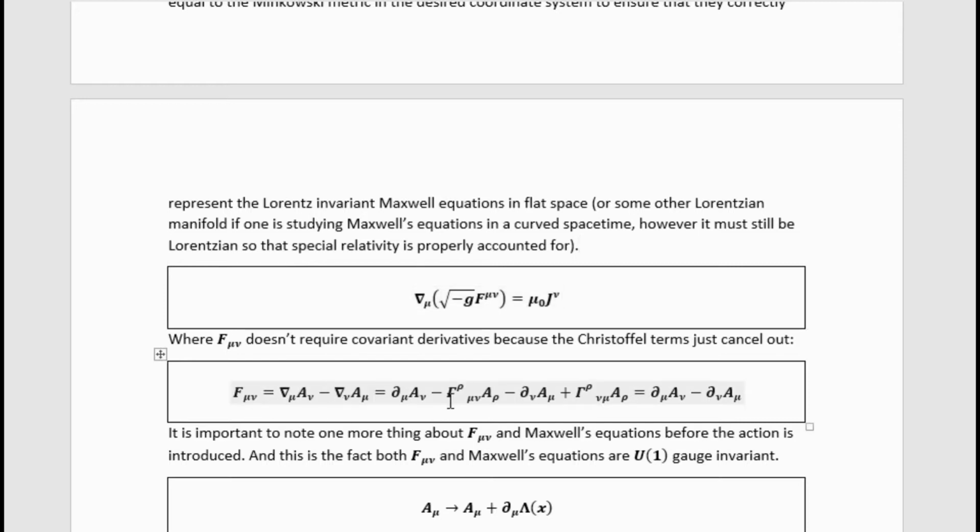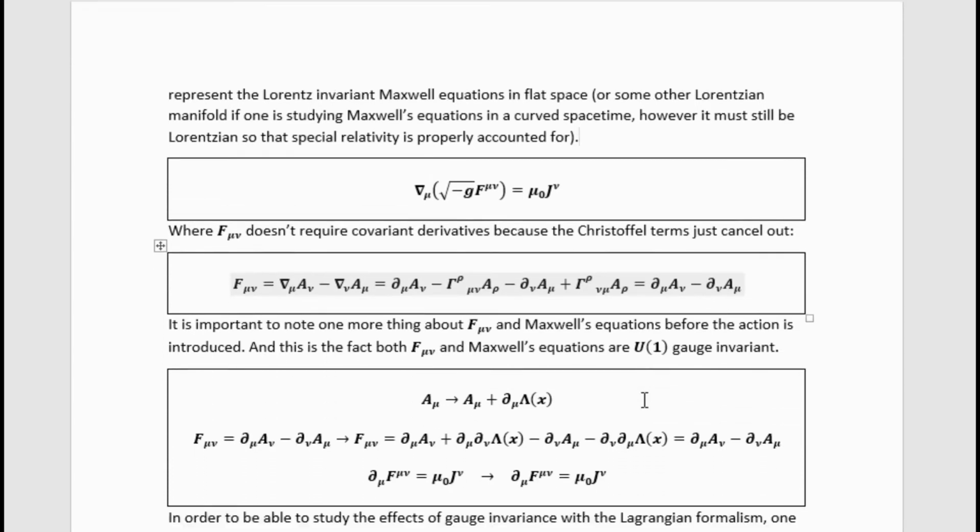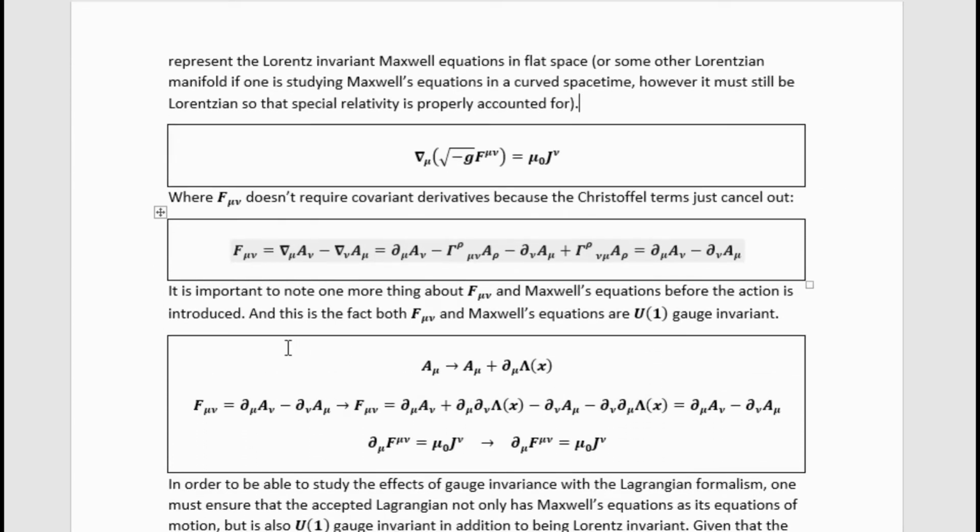If we plug covariant derivatives in and expand out what that looks like, we find that this term is identical to this term but with an opposite sign. So then partial derivatives actually work here, just given the unusual form of the Maxwell field strength tensor, or the Faraday tensor as I've been calling it.